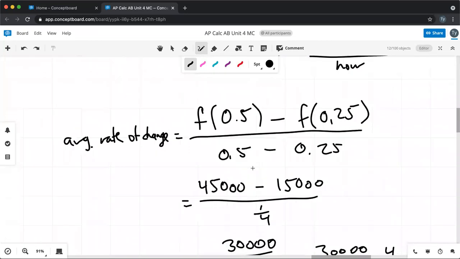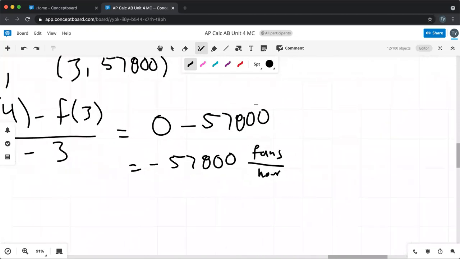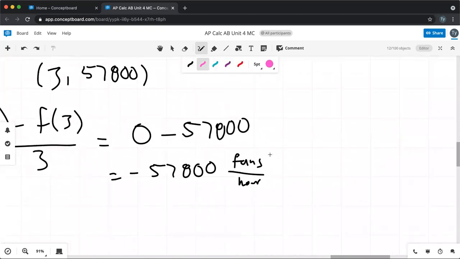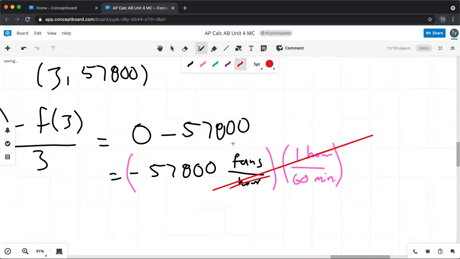So how do we get from hours to minutes? Well, we can multiply this entire thing by a conversion factor, right? So 1 hour is 60 minutes. When I do this, the hours cancel out, and my units are fans per minute, which is what I want.